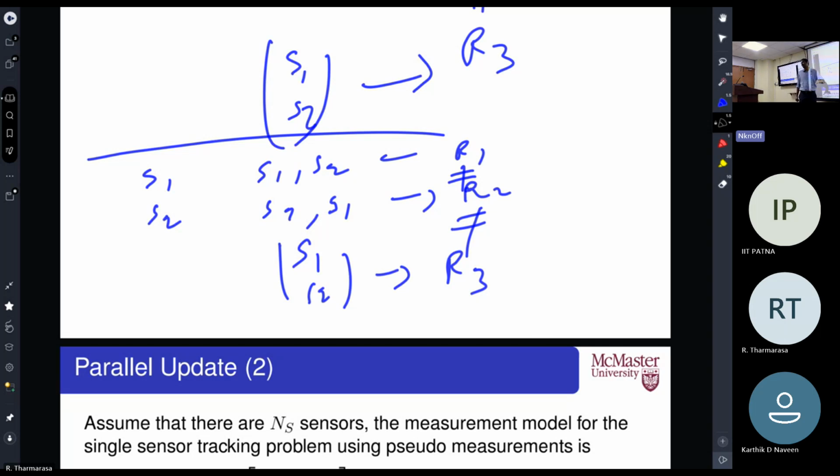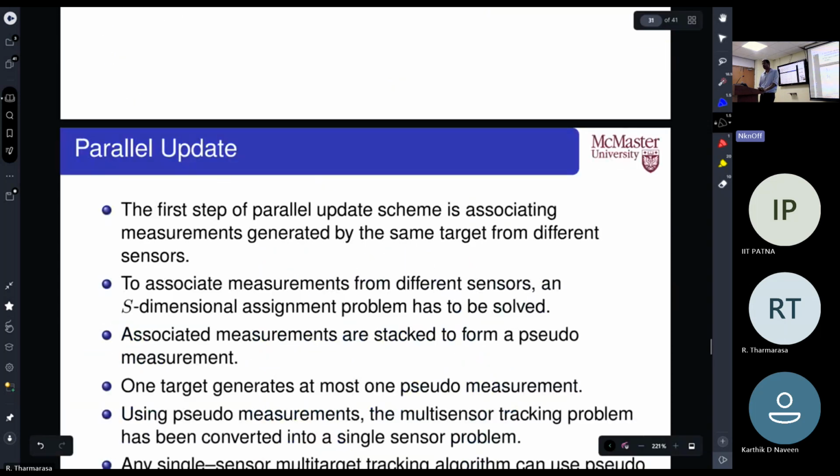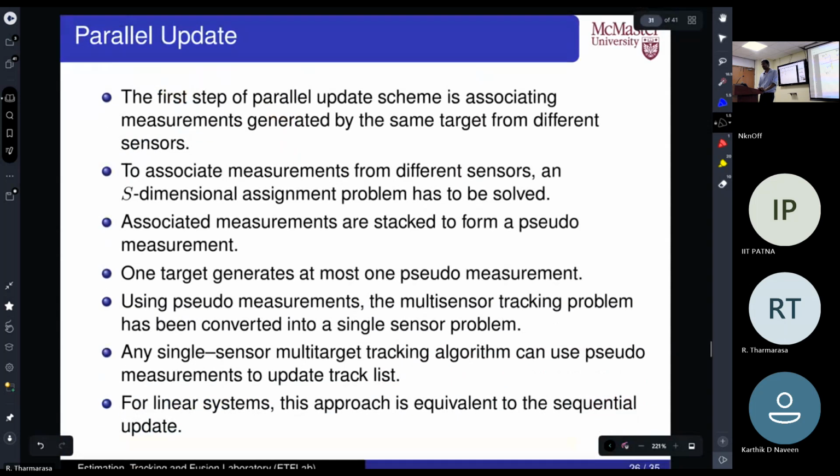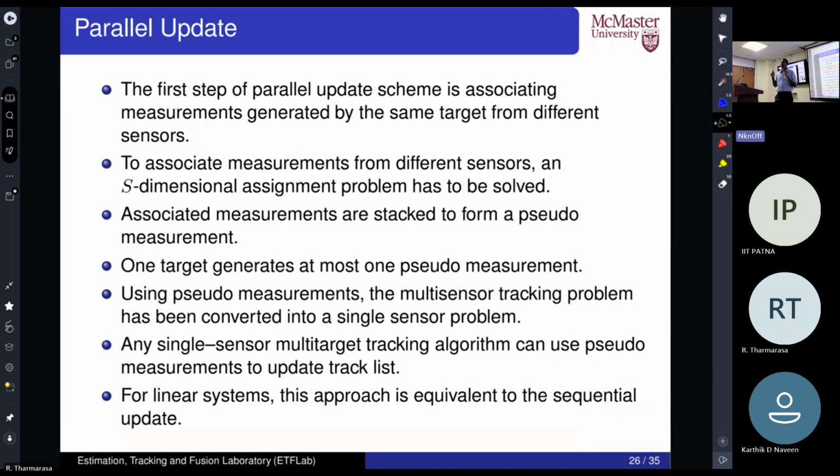So if the quiz question asks you, what is the benefit of parallel update over the sequential update, what would you say? When we fuse nonlinear sensors in a synchronous case, parallel update gives slightly better performance than the sequential update, because in this case order doesn't matter, while in the other one order matters. That's the reason. Okay.